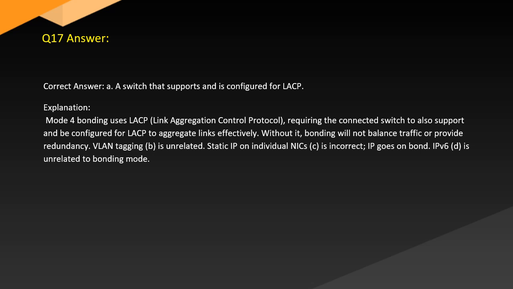Answer. Correct answer: A. A switch that supports and is configured for LACP. Explanation. Mode 4 bonding uses LACP, Link Aggregation Control Protocol, requiring the connected switch to also support and be configured for LACP to aggregate links effectively. Without it, bonding will not balance traffic or provide redundancy.